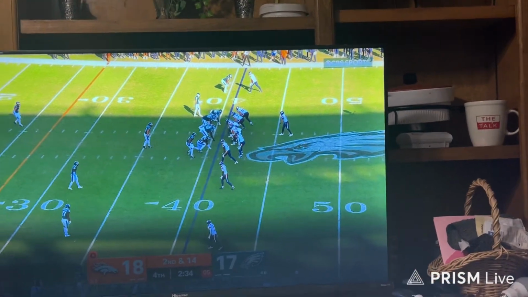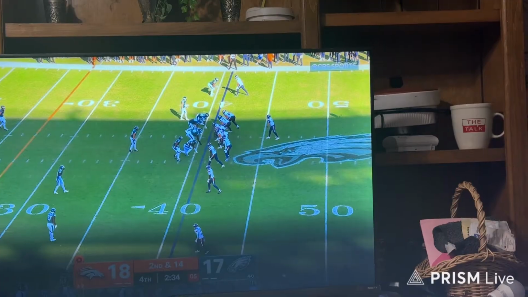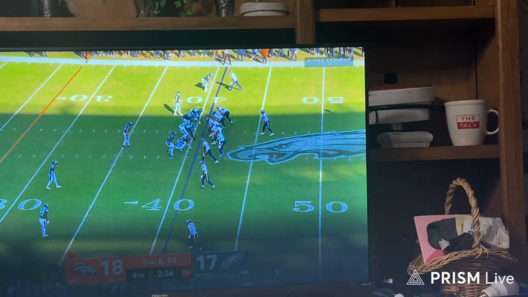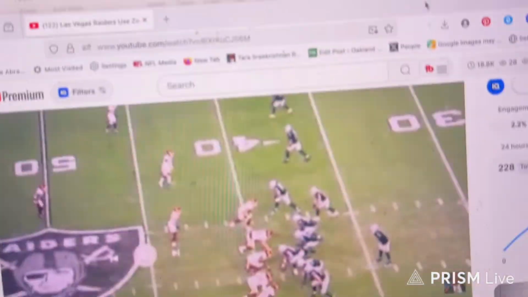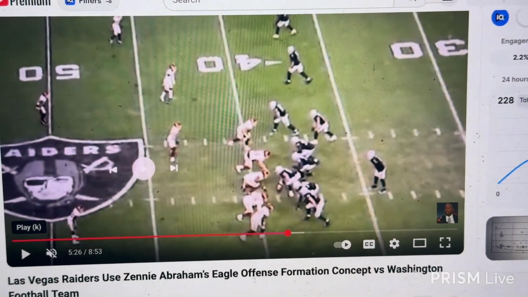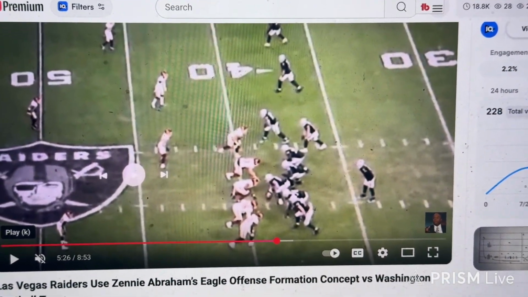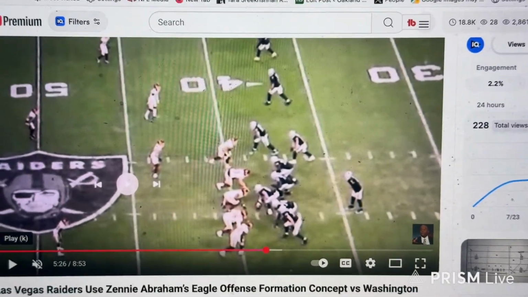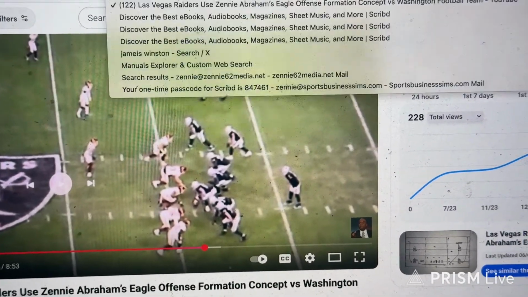But rather than go in motion, neither team used motion. In fact, the Broncos basically copied what the Raiders copied in working from my playbook. Now, you would say, okay, is it really your playbook? And I said, yeah, here's why.